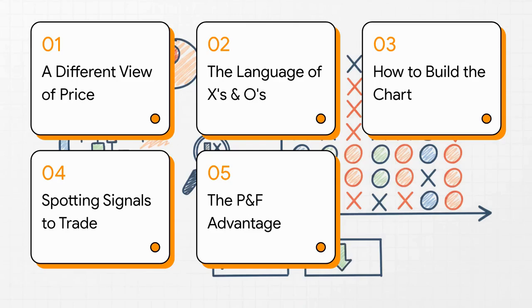So here's what we're going to cover. First, we'll look at how this gives you a totally different view of price. Then we'll learn its super simple language of X's and O's, and we'll even see how a chart gets built step by step. After that, we'll get to the good stuff, how to spot clear trading signals. And finally, we'll wrap up with the key advantages that make this technique so darn powerful.